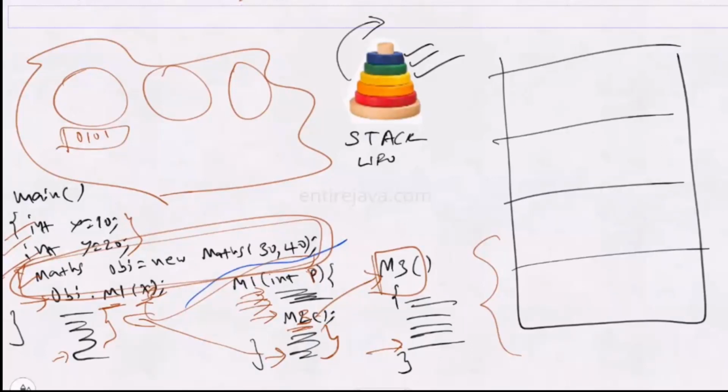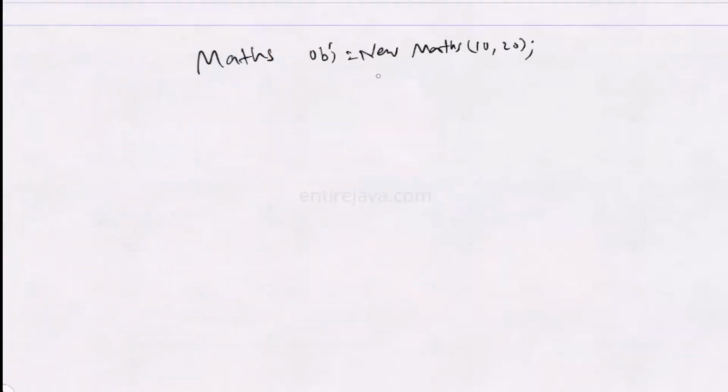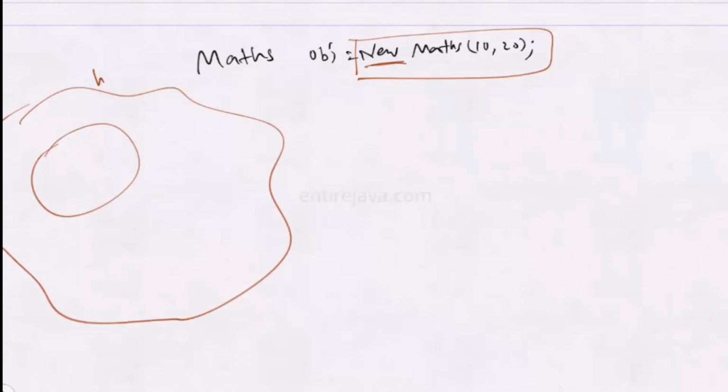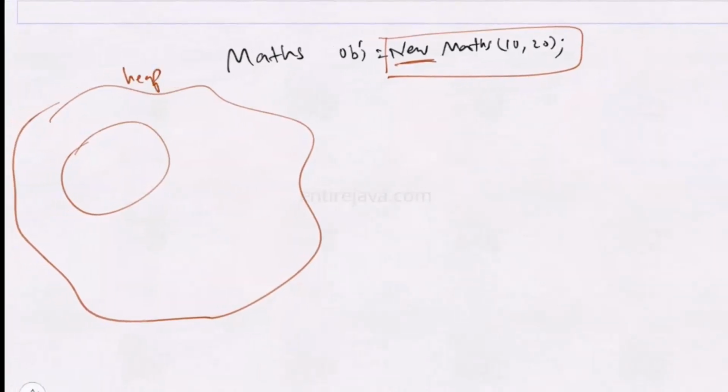Let me go to a fresh page. Now take a look at this. We have a new keyword used. This particular section in this instruction will create an object in the heap memory. And take note that we're passing some parameters, 10 and 20, to the constructor of the Maths class, and we're setting the instance variables.